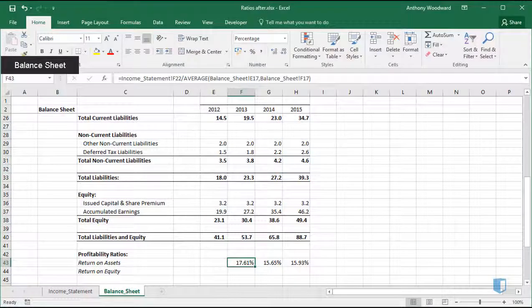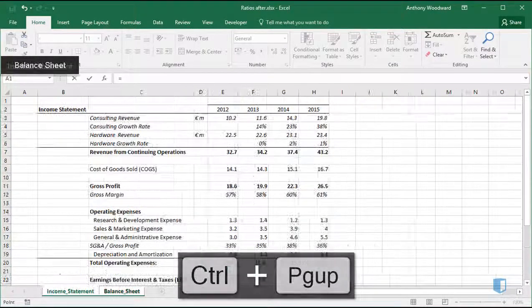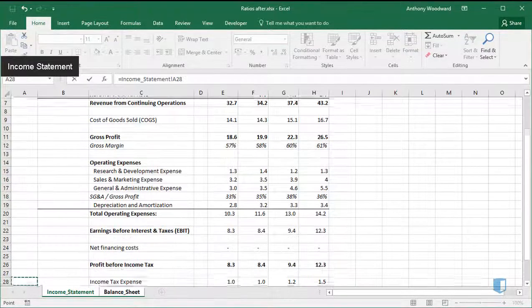This brings us nicely on to our next ratio, which is return on equity. Return on equity is the return that shareholders achieve on their investment. To calculate ROE, we divide net profit by the average equity during that period. So again, I'll write equals, go to the income statement, and find net profit.